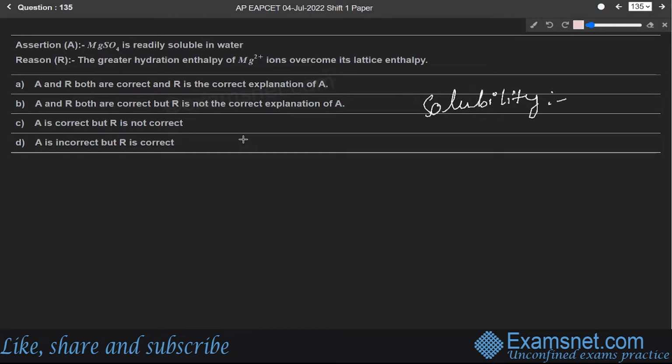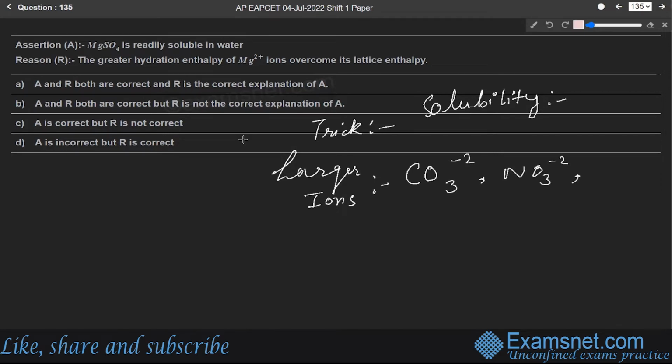When the teacher tells you the lattice enthalpy method and hydration enthalpy method, I'll be telling you a much quicker way to find the solubility of any compound. Always remember, larger ions are generally polyatomic: carbonates, nitrates, sulfates, ClO4 negative, and even iodine. Iodine you can learn is big in size, right? So generally everything polyatomic and big is here.